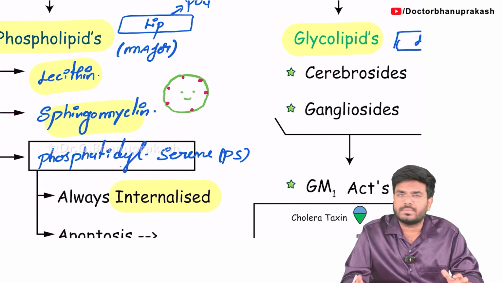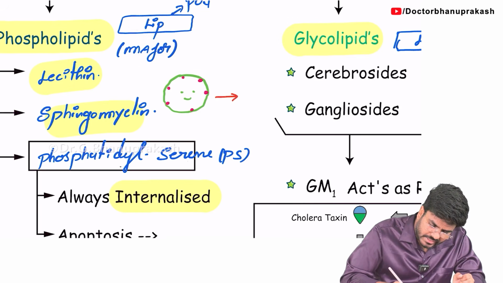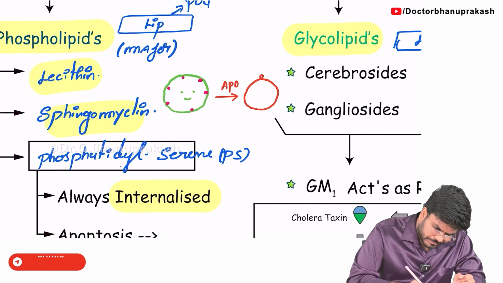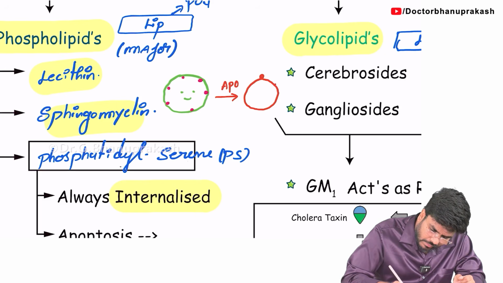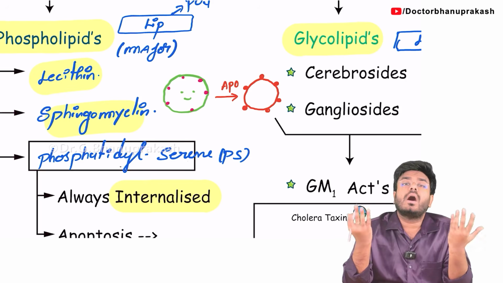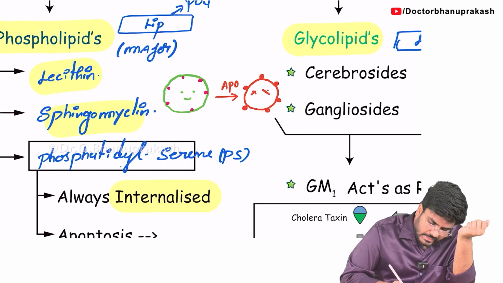But when a cell is committing suicide, meaning it's undergoing death, what is that process called? Apoptosis. When a cell is committing suicide, this phosphatidyl serine will now be externalized. It's going to show up outside. This is called PS flipping. So the phosphatidyl serine is going to flip to the outside. Now the cell is undergoing death.